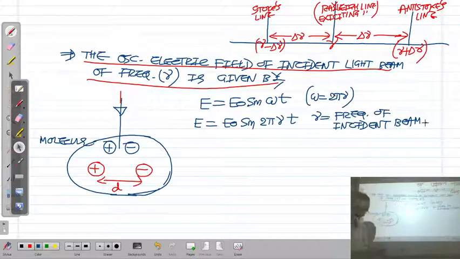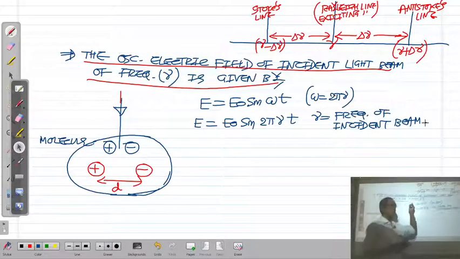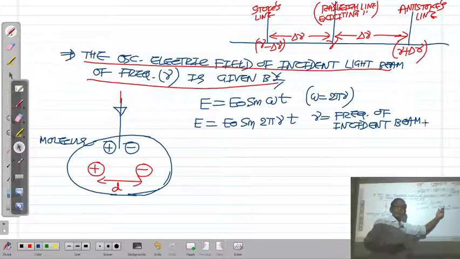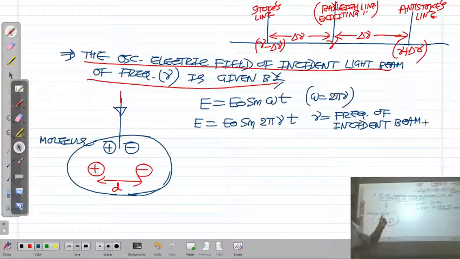So, as we have explained, due to the oscillating electric field of the incident light, equal to E0 sin 2 pi nu t, the center of positive charge and negative charge of the molecule are displaced relative to each other. As a result, the dipole moment is induced in the molecule. This phenomenon is called polarization. So we can say the molecule is polarized.